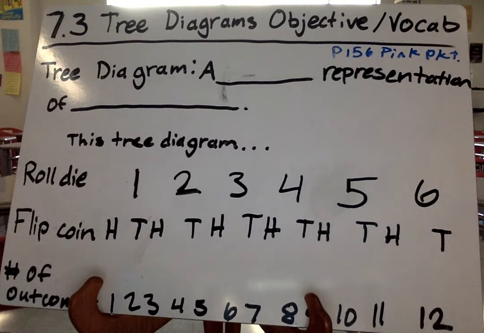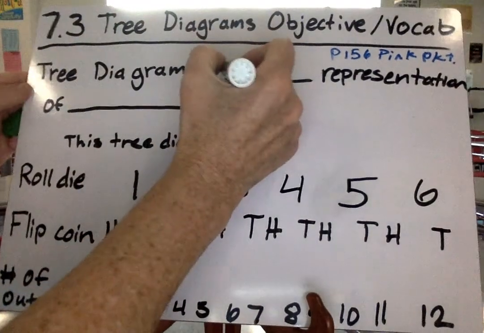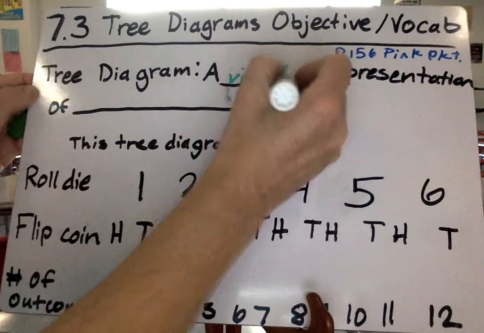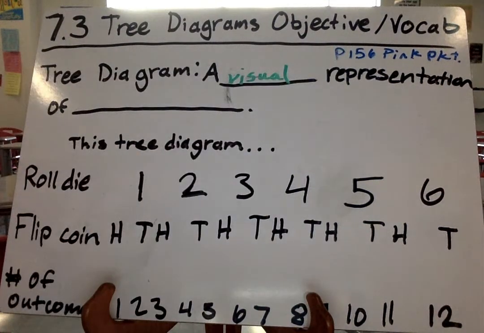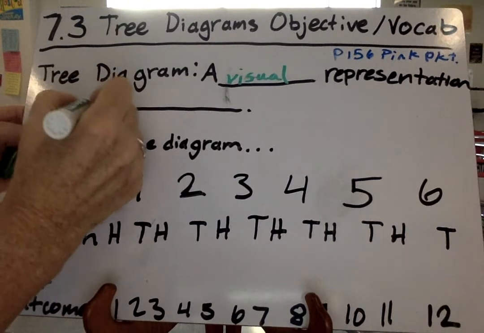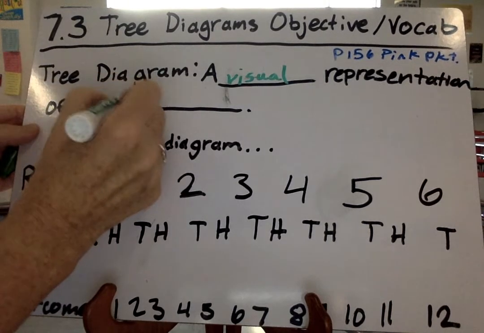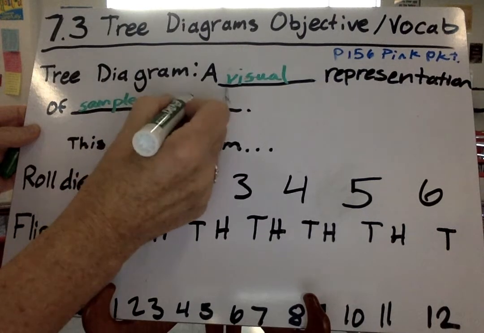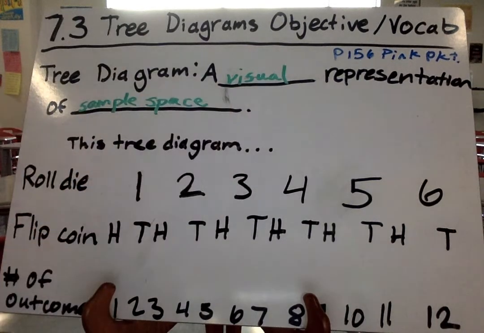A tree diagram. What is a tree diagram? It's a visual representation of sample space. Remember, the sample space is all of your different options, okay?